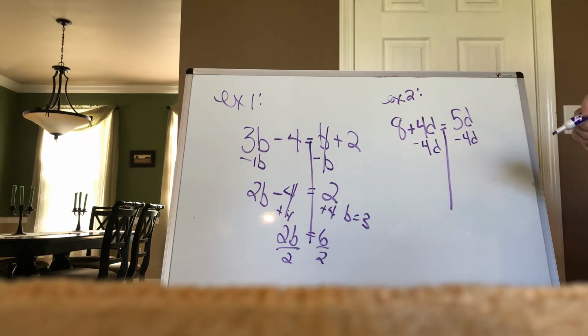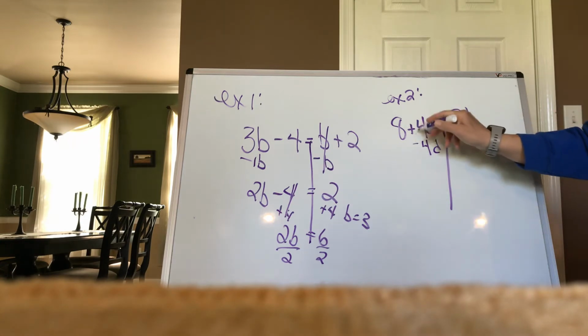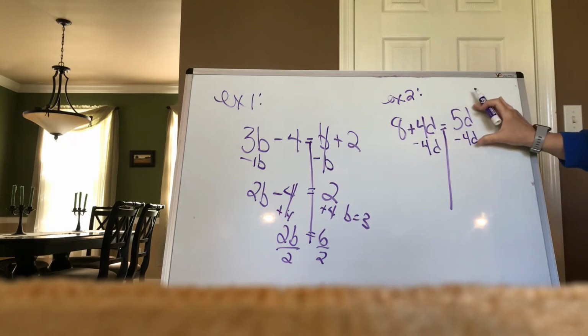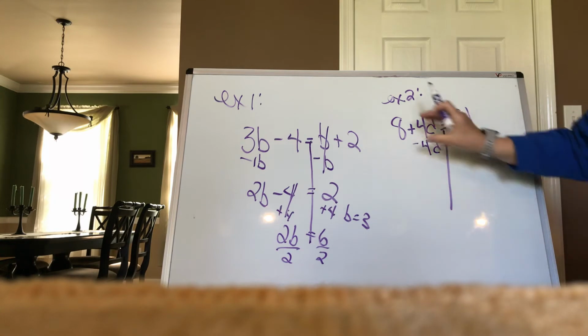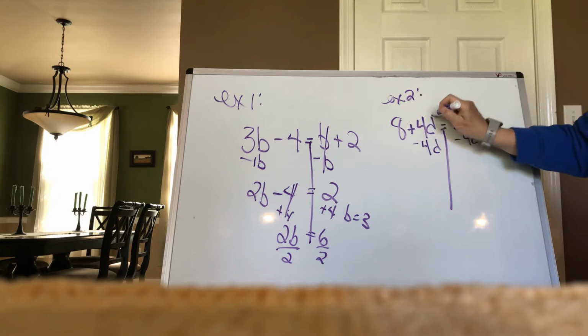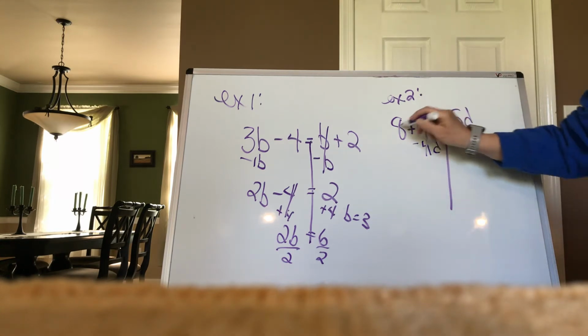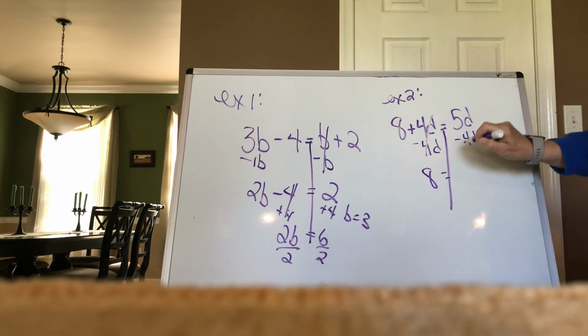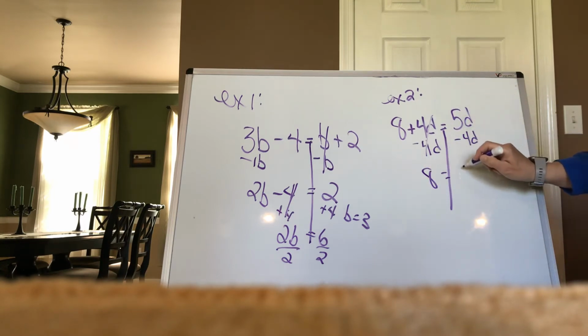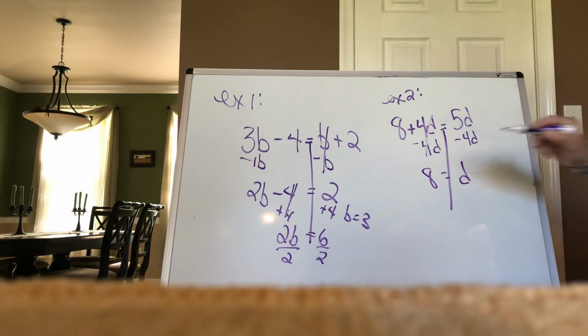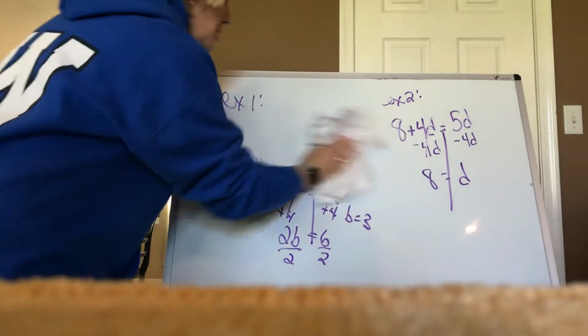4d from both sides. And why did I do that? Because on this right side, I only have a variable. So I'm going to bring all the variables over here. 4d minus 4d is 0. So I'm left with 8 equals 5d minus 4d is just d. Done.